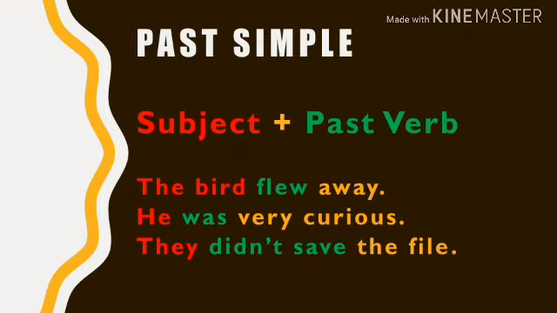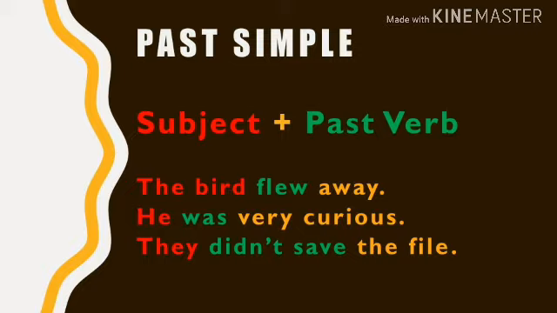The general structure for past simple sentence is we need a subject and past verb. And some people call past verb as verb 2, and that's okay. Take a look at the following examples and pay attention to the subjects and the verbs.